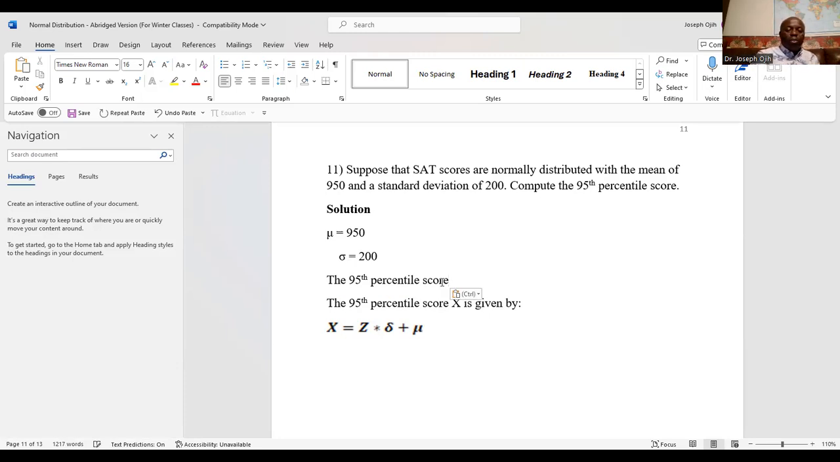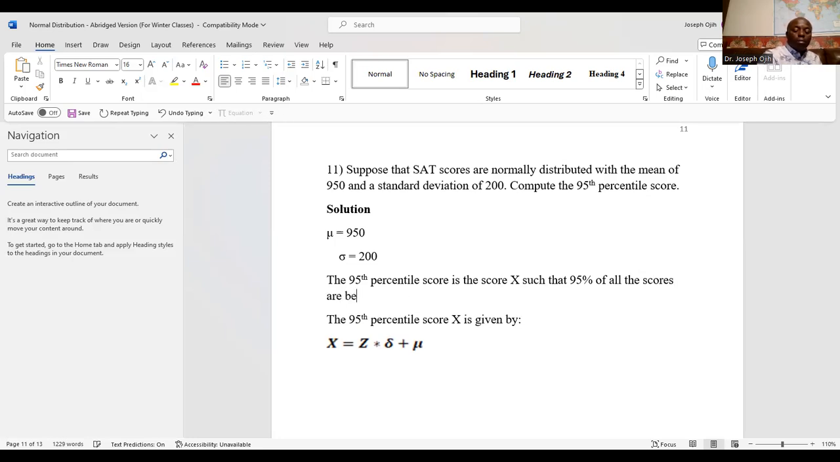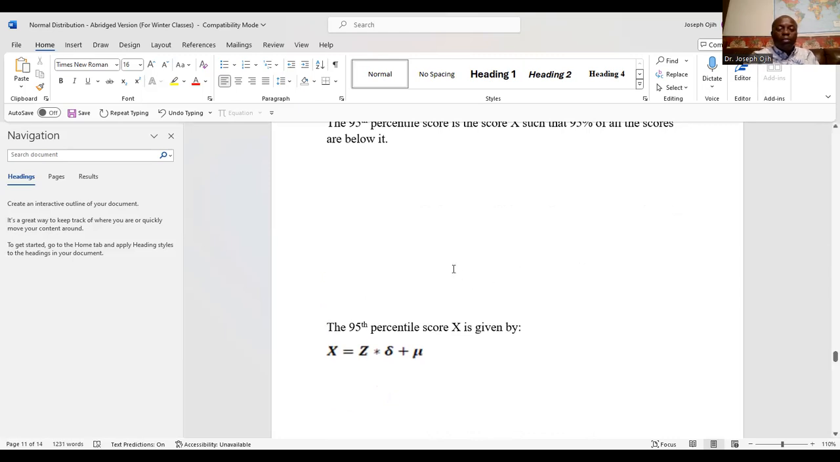So that means the 95th percentile score is the score X such that 95% of all the scores are below it. Having said that, let's look at how we can get it. Let's start with the chart first of all. The 95th percentile score is just like saying the top 5%. Let's put that as Z right here.